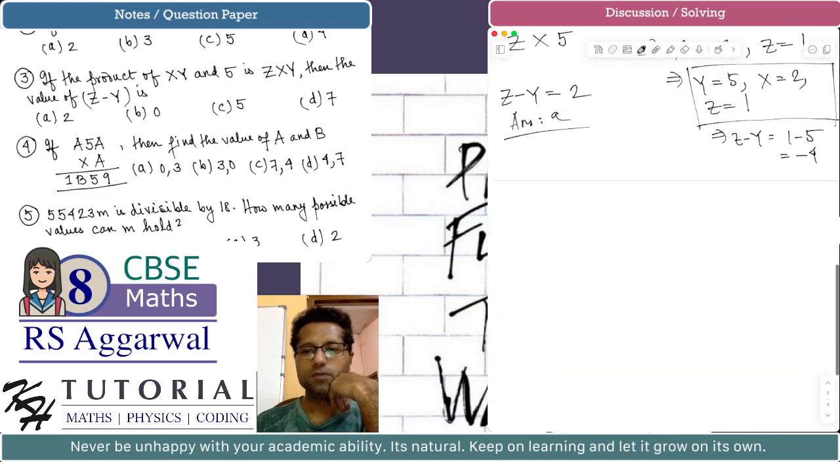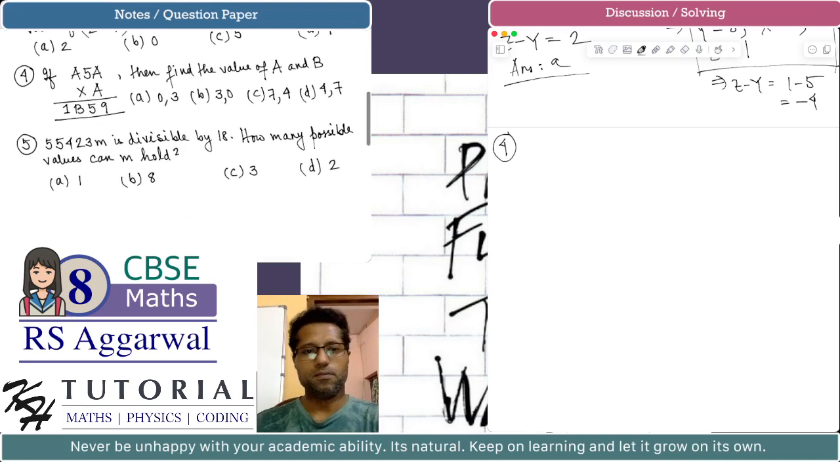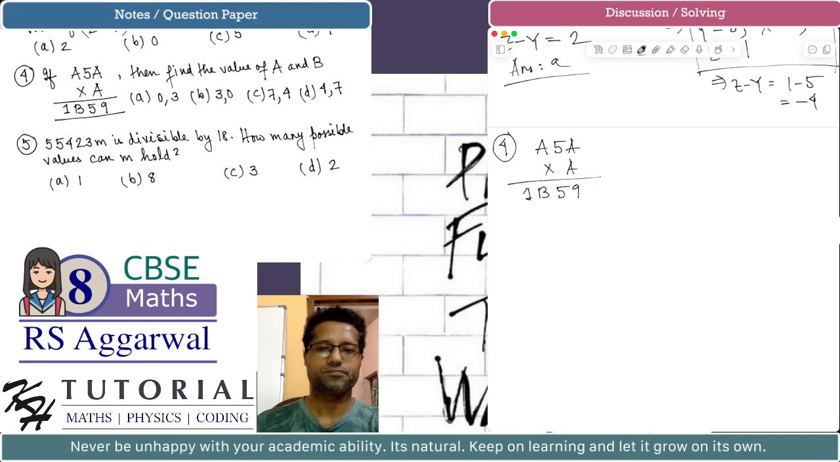Okay, let's do problem number 4. Again, the missing digits, we have to fill up the values of the missing digits with numerals. It is a multiplication again. A5A when multiplied with the digit A gives the result as 1B59.